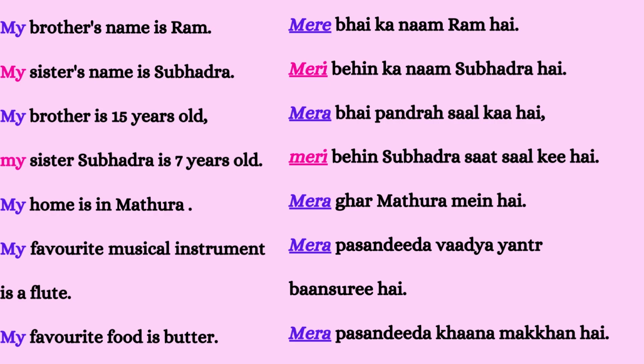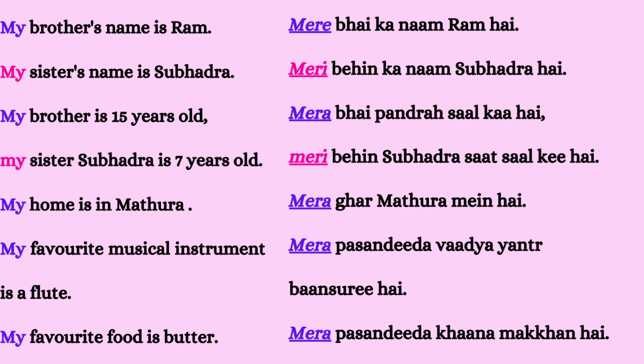मेरी बहन का नाम सुभद्रा है. Now this is meri, that is, it refers to a possessive pronoun that is feminine. Excellent. मेरा भाई 15 साल का है. So here we will use मेरा possessive pronoun to refer to the brother. मेरी बहन 7 साल की है. So now he is talking about his sister again. So it will be मेरी.